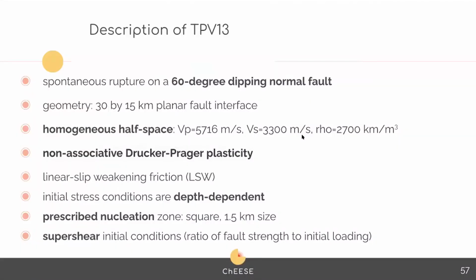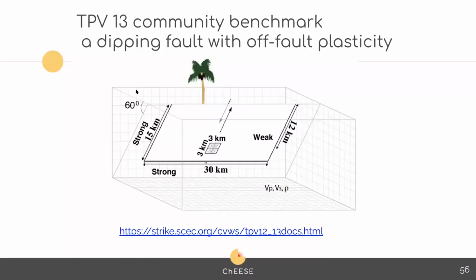So I will summarize the SCEC benchmark. We have a 60-degree dipping normal fault, and it's 30 kilometers long and 15 kilometers wide. The nucleation is in the center, down deep on the fault.